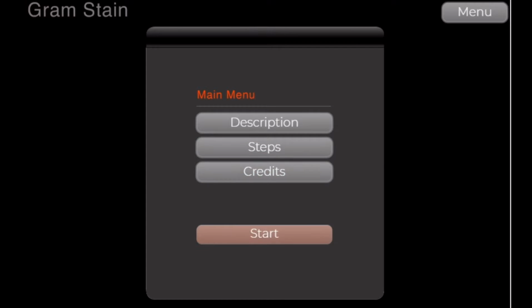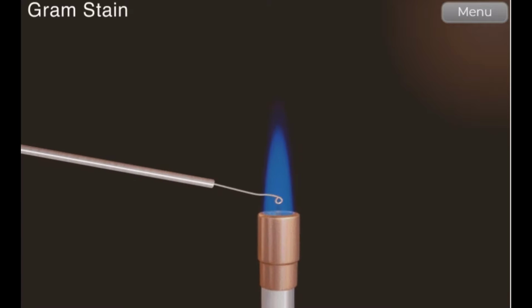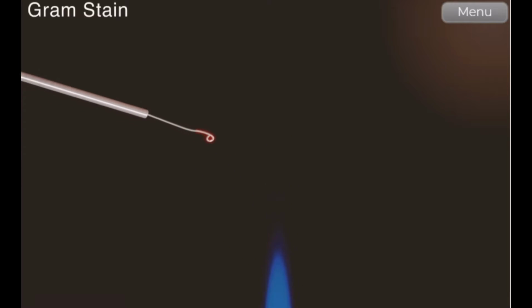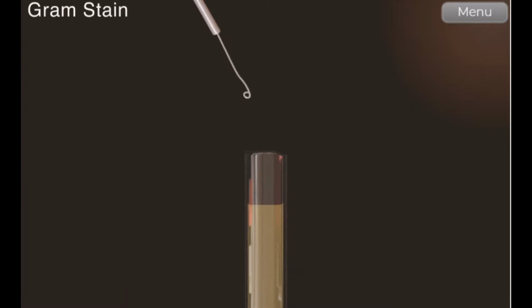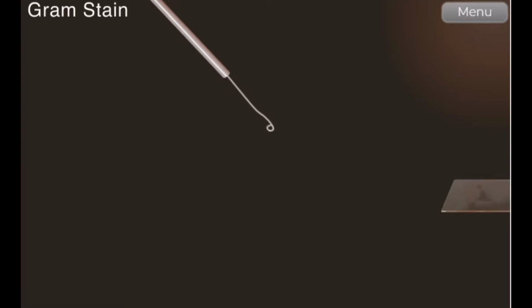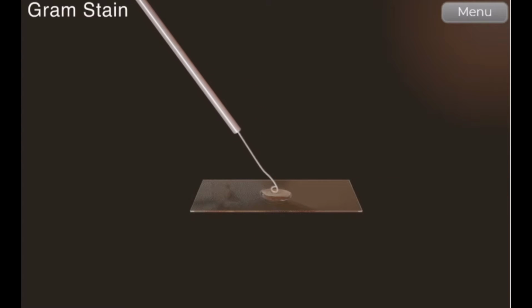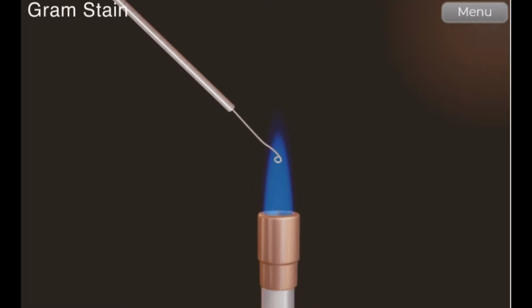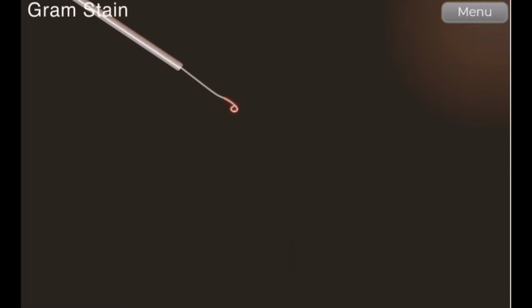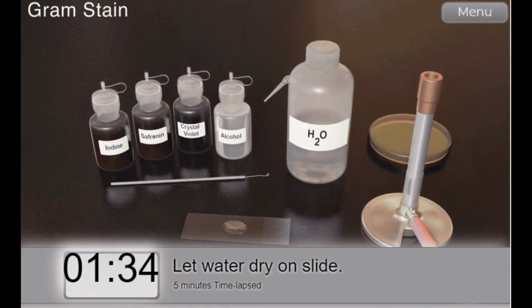So today I will show you about gram stain simulation. So let's start. First, we need to create the sample. Our sample. So let water dry on slide for 5 minutes.